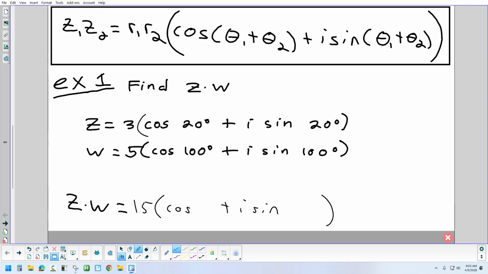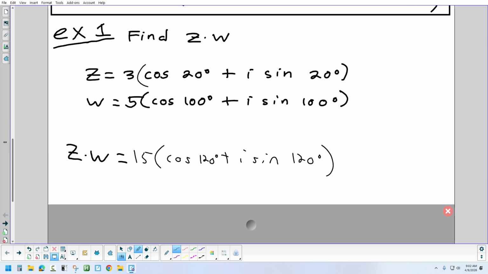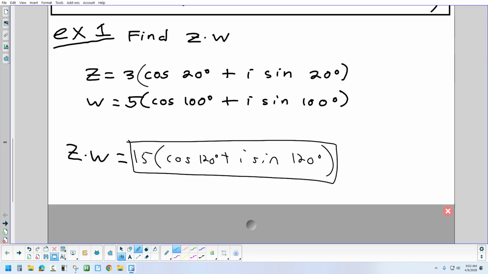And then the last thing is to fill in the angle. What's going to be our, Ryan, what's going to be our new angle? How much? 120. We just take the two angles we were given and add them up. 120. That's it. That's the answer to what you get when you multiply those two numbers in polar. Any question on that?